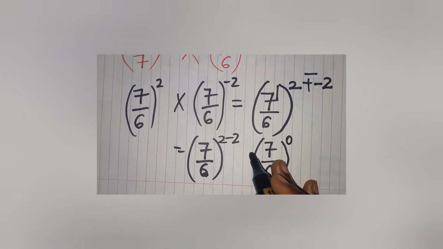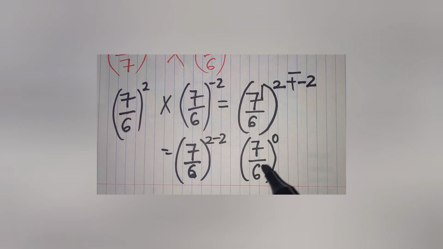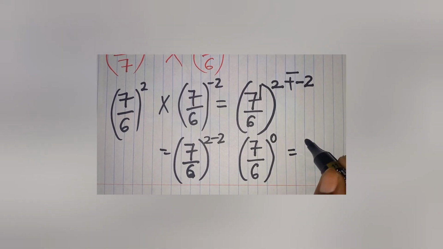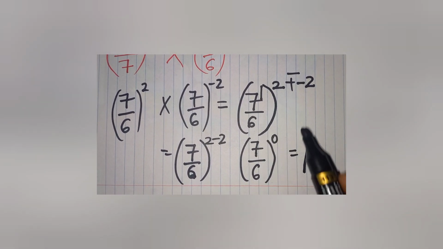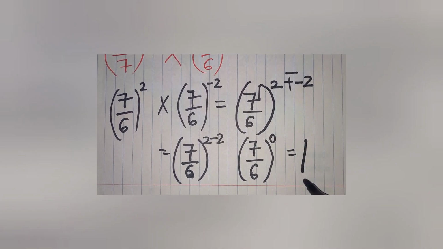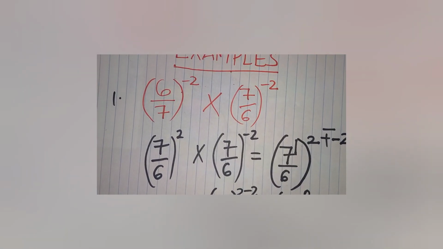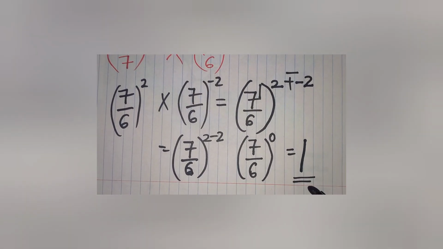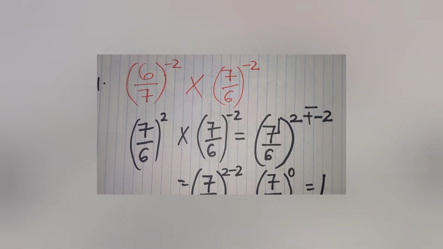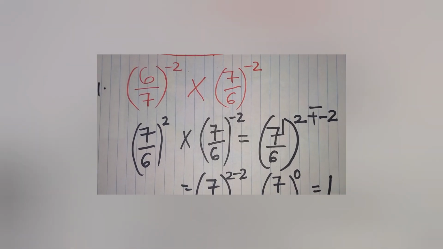And we said also in law number 4 that I gave you that if you have (7/6) raised to power 0, the answer will be 1, because any number raised to power 0 is 1. So the solution to this problem is 1. You can pause the video and try to do it to see if you still get the same answer.